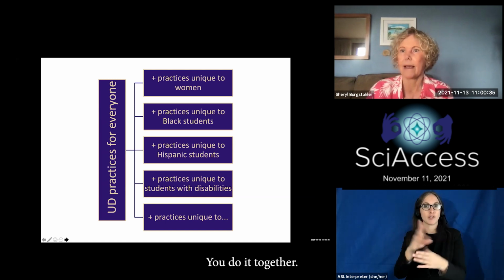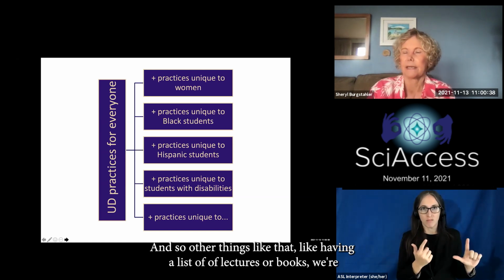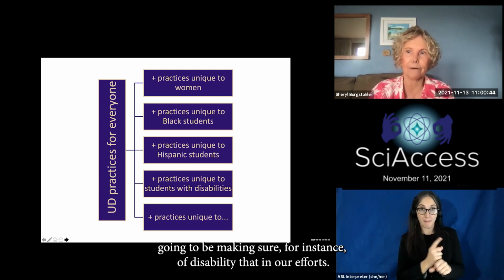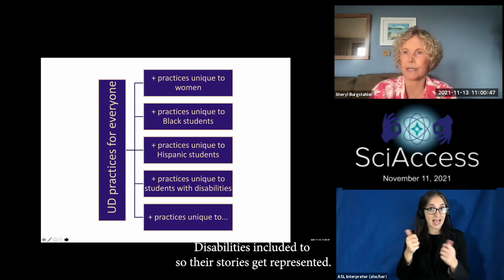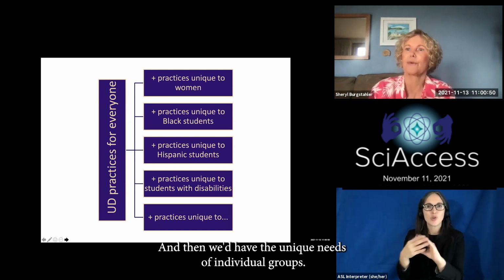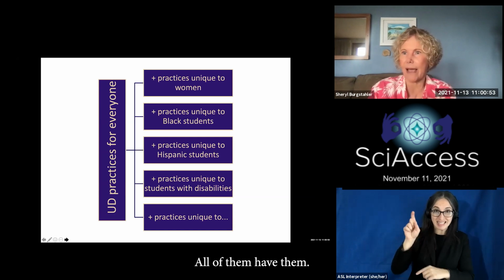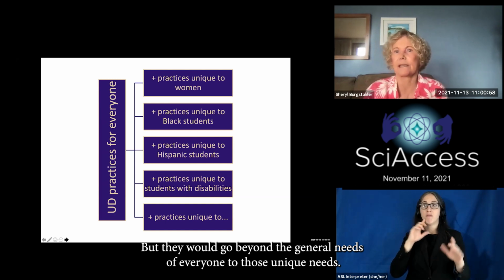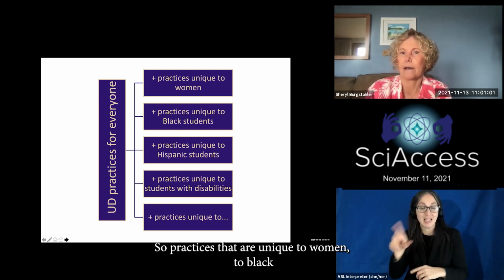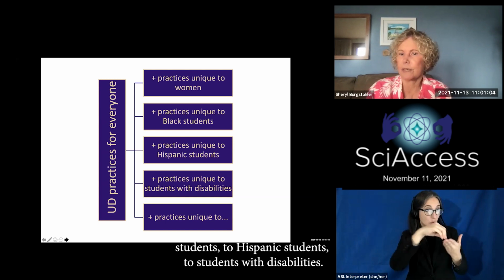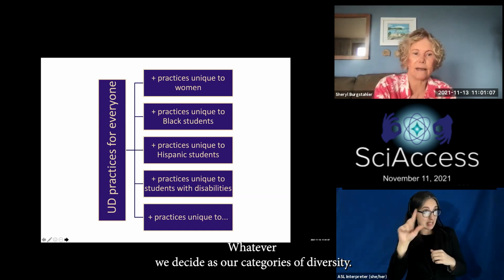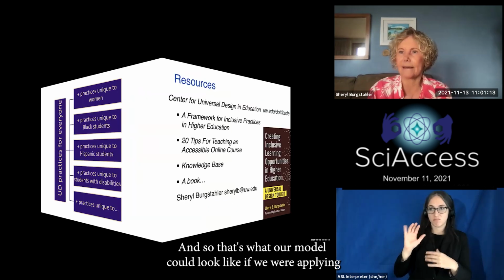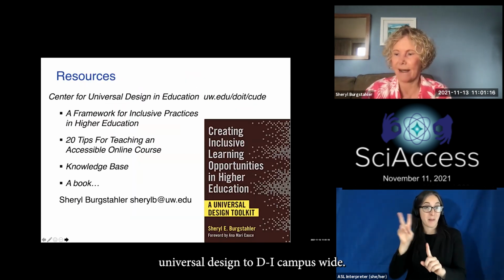You do it together. And so other things like that, like having a list of lectures or books we're going to read, making sure, for instance, of disability, that in our DEI efforts, disability is included too, so their stories get represented. And then we'd have the unique needs of individual groups. All of them have them, but they would go beyond the general needs of everyone to those unique needs. So practices that are unique to women, to Black students, to Hispanic students, to students with disabilities, whatever we decide as our categories of diversity. And so that's what our model could look like if we were applying universal design to DEI campus-wide.